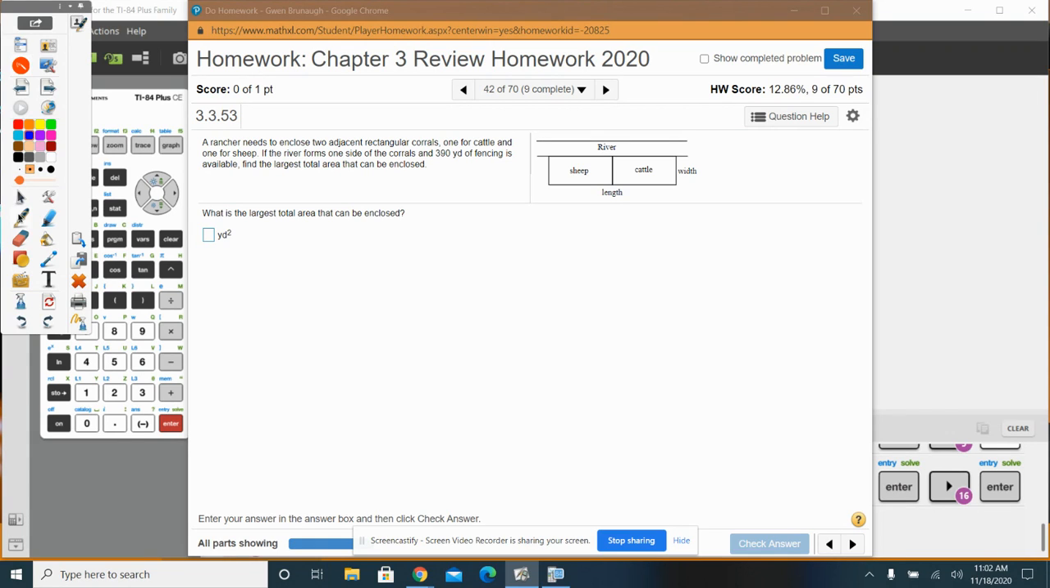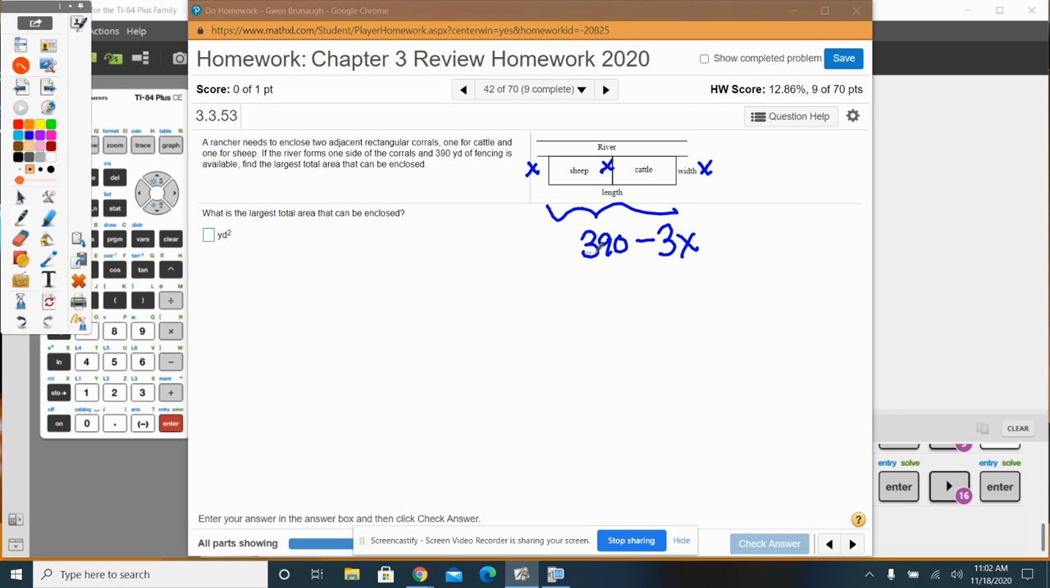A rancher needs to enclose 2 adjacent rectangular corrals, one for cattle, one for sheep. If the river forms one side of the corral, there's the river, and you have 390 total, find the largest area you can be. Okay, so let's call this X. Well, if this is X, then this is X, and this is also X. We don't know how much we use, but we know that this length here will be 390 minus whatever I already used, which is 3x. You will need to show that work on your test.